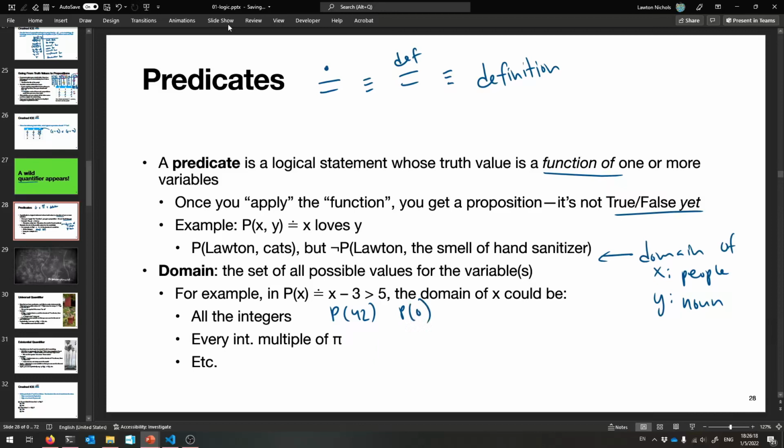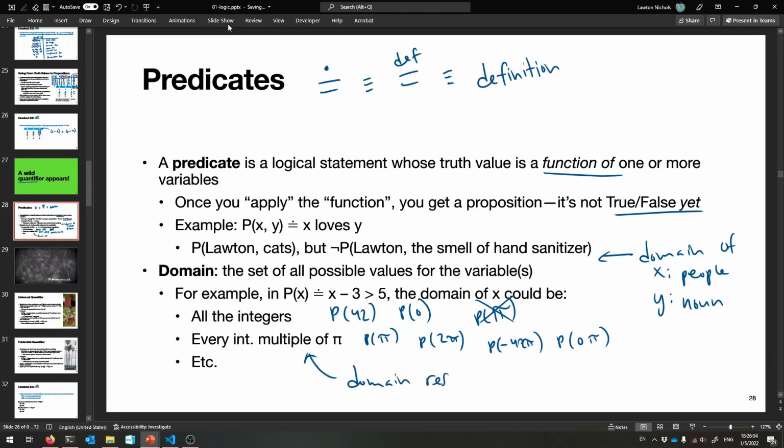But you're not allowed to ask about P of pi because that's not an integer. Or maybe the domain of X is only every integer multiple of pi. So then you're allowed to ask about P of pi, P of 2 pi, right? P of negative 42 pi. See how the domain changes the way you can interpret the predicate. Technically, P of 0 pi is allowed, but P of 3 doesn't work anymore, etc. And this is called domain restriction.